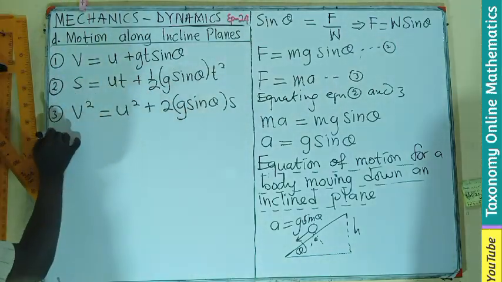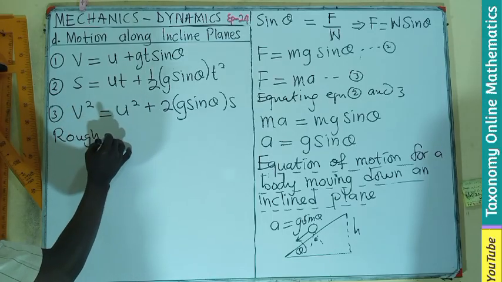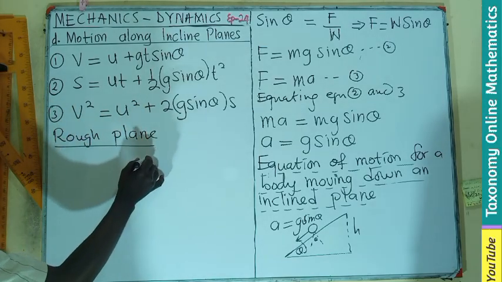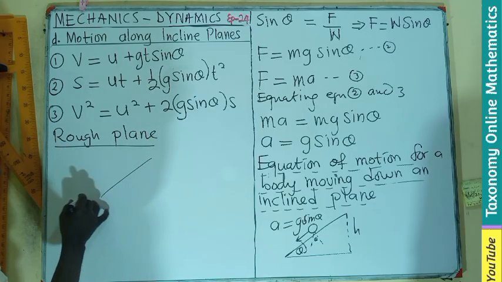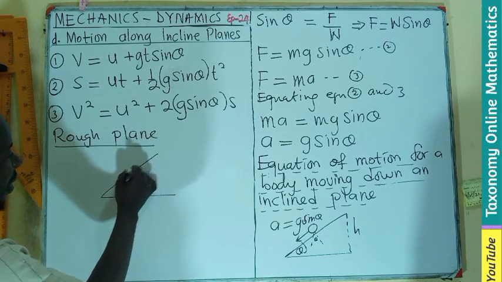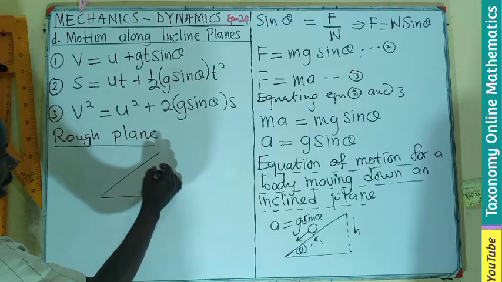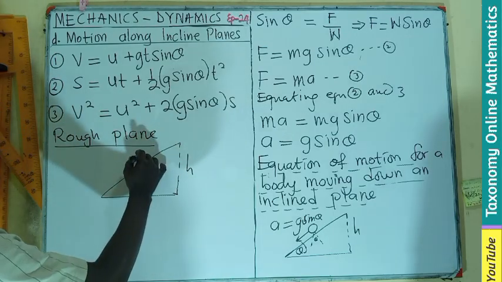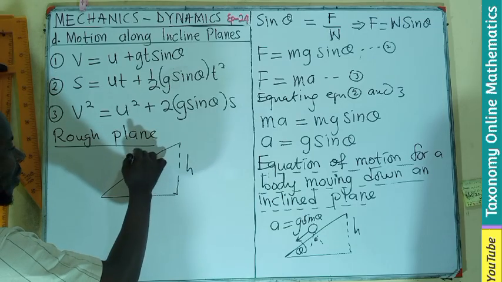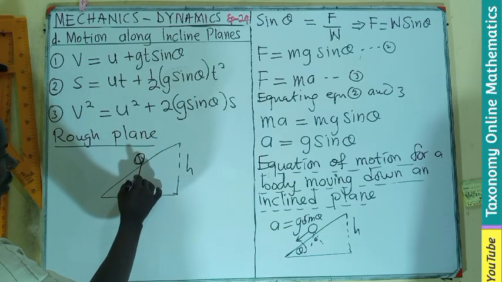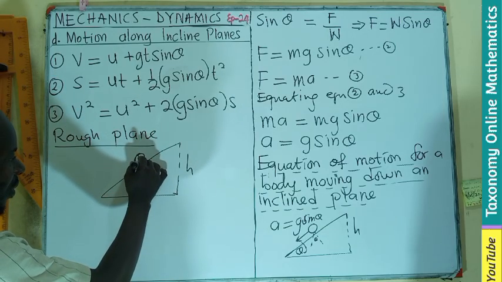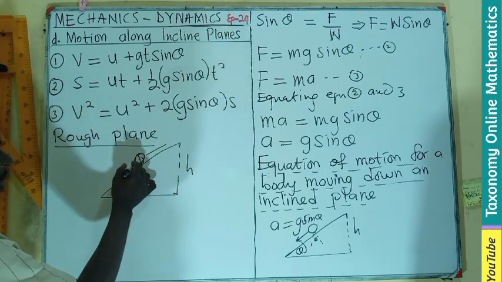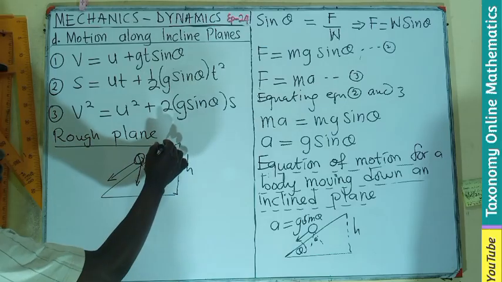Now, how about when the inclined plane is rough? Let's make a sketch of that. This is going to be h, the height. Let's have the body. So this is going to be the weight. This is going to be the normal reaction, this is going to be the friction, and this is going to be the parallel force.